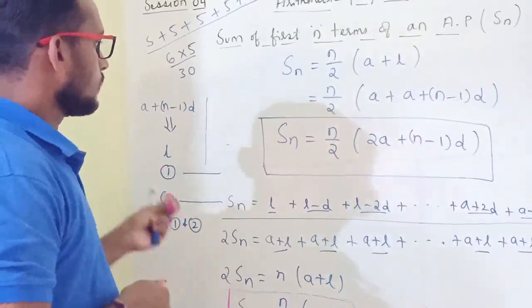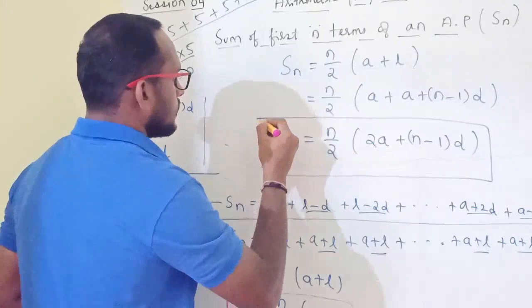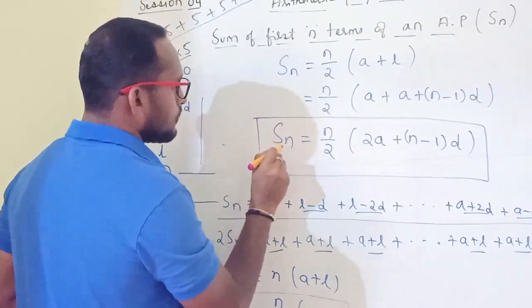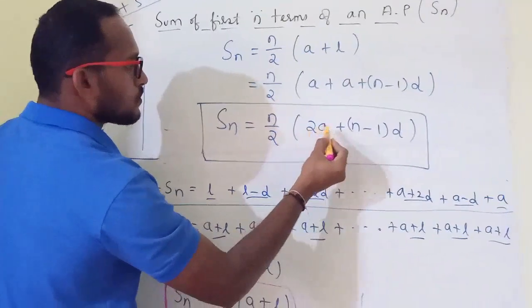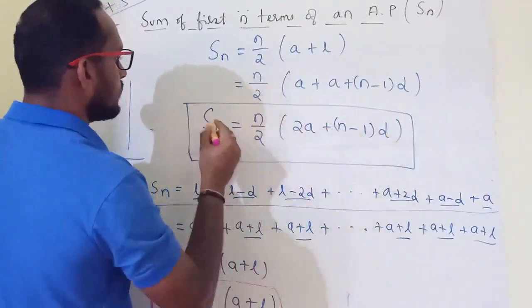So I'm telling again, what is Sn? The sum of the first n terms of an AP is equal to n by 2 times (2a plus (n minus 1) into d).